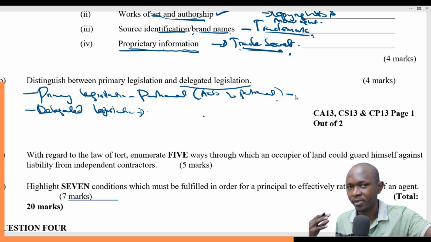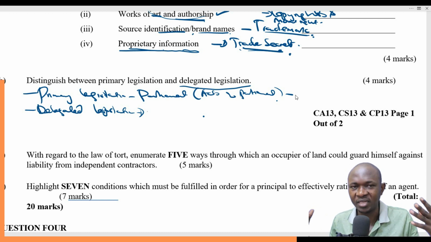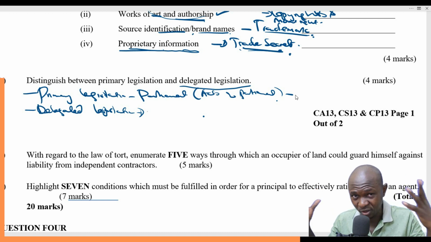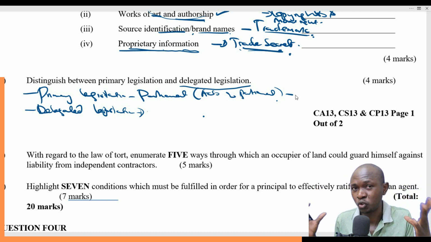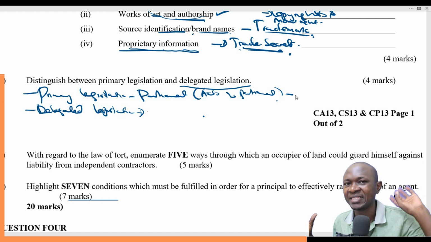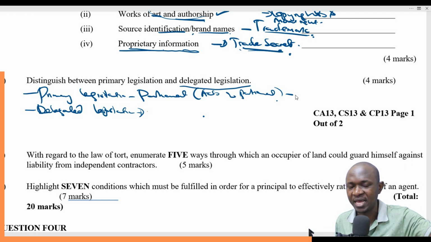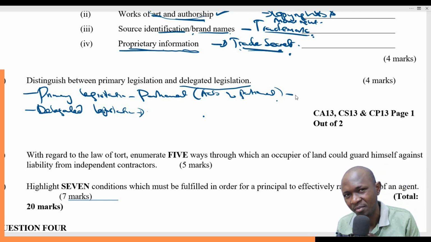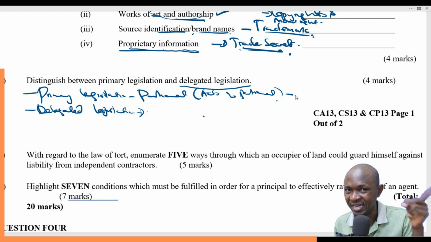I hope we are together. The parliament is supposed to make laws, but because of constraints of time and of knowledge and know-how, maybe the parliament doesn't know so well about that particular area, it hands over the process of legislation to another party who best understands that particular field, or who has enough time to come up with the laws. And then once they are done, they will come and present to the parliament for ratification. We call that delegated legislation.